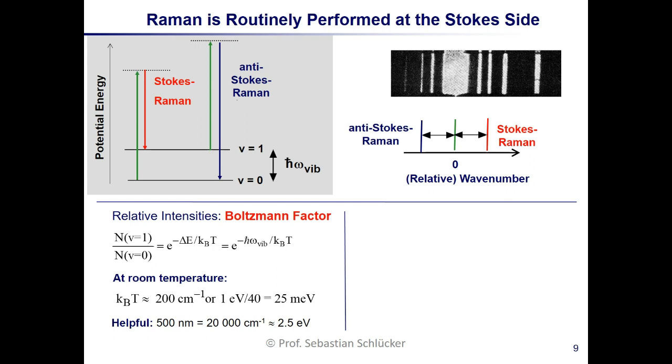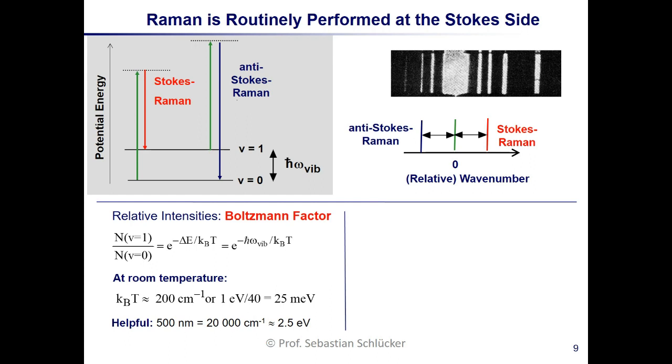For quantifying this, you take the Boltzmann factor, so the ratio of the population numbers in the excited relative to the ground state, and that is proportional to Euler number to the power of minus energy difference divided by Boltzmann constant kB times absolute temperature T. And kBT roughly is 200 inverse centimeter, or 1 eV divided by 40, so 25 milli-electron volt. And these are values which are useful to remember. Another helpful relation or identity is that 500 nanometers are 20,000 inverse centimeter, and that is roughly 2.5 eV.